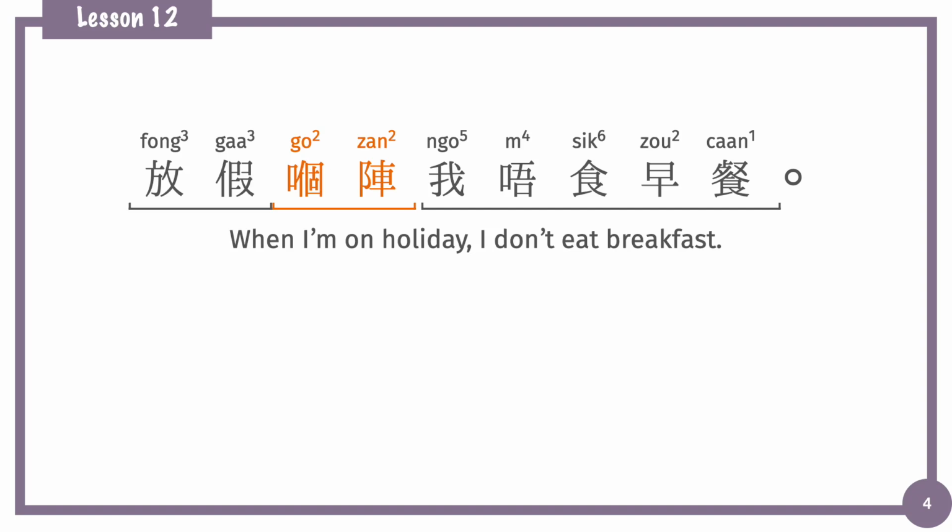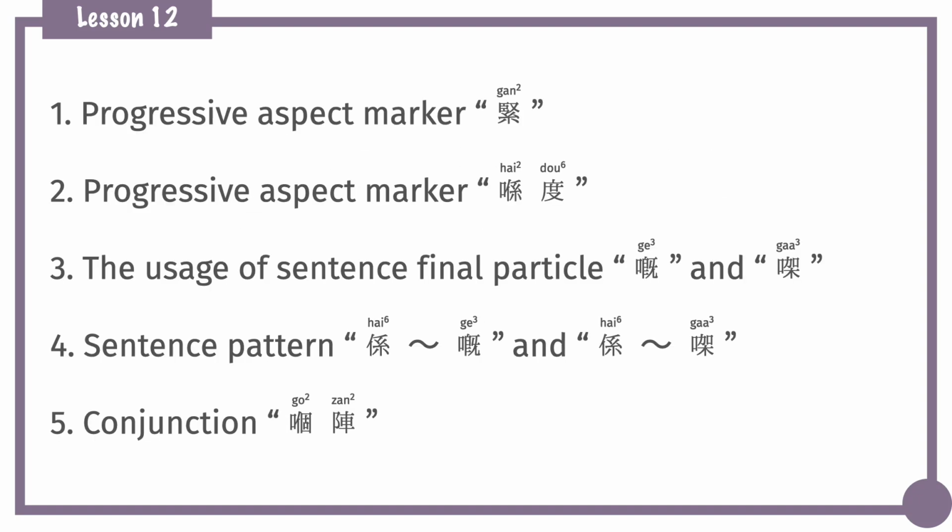Okay, that's all the sentence patterns for today. Today in lesson 12, we learned the progressive aspect markers 緊 and 喺度. Then we have the usage of the sentence final particles 嘅 and 㗎, together with the sentence patterns 係 something 嘅 and 係 something 㗎. And finally, we have the conjunction 嗰陣. Okay, that's all for today's lesson.